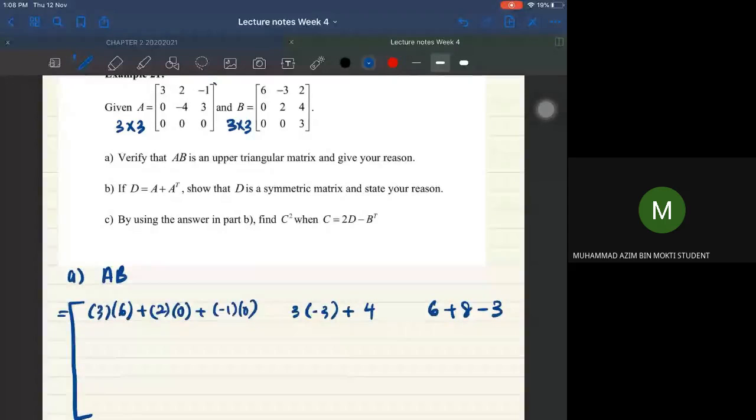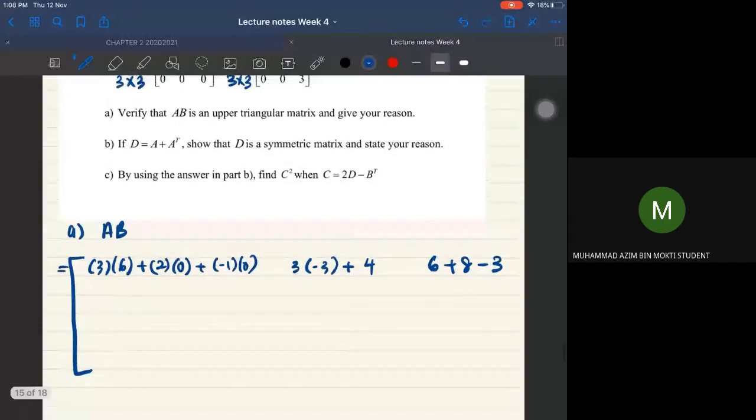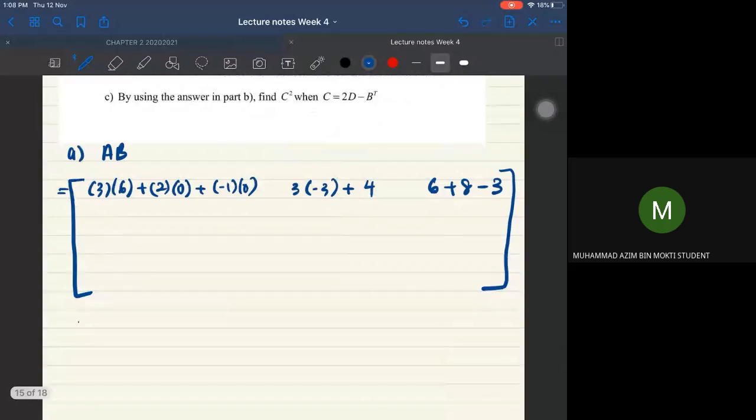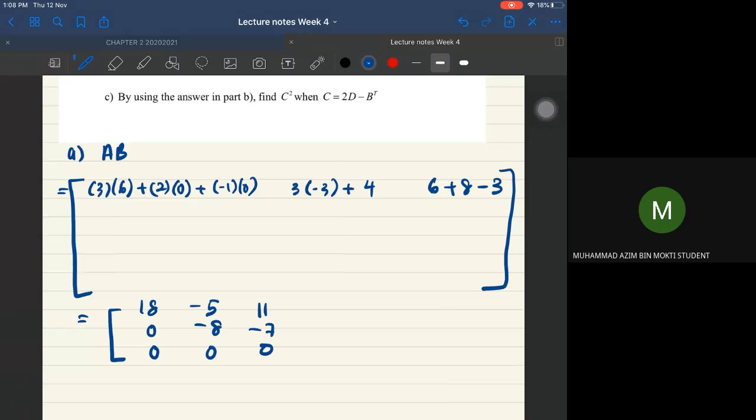So, cuba solve sampai habis and dapatkan the value of A, the product of AB. You should get the answer is equals to, your AB ni akan dapat 18, 0, negatif 5, negatif 8, 0, 11, negatif 7, 0. You should get this answer. So, cuba buat sekejap. Penting darab ni.